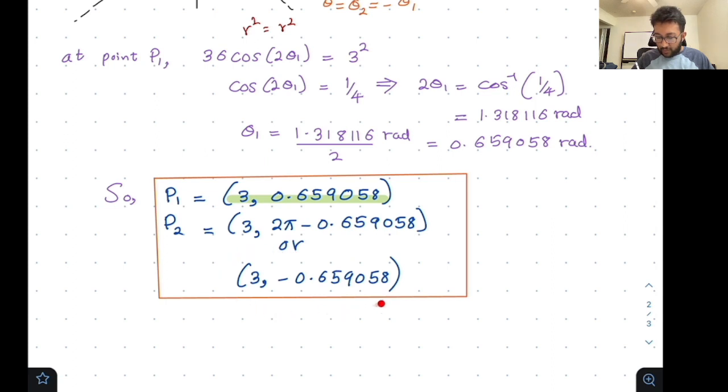So after you find the angle value of point P1, use its negative value as the angle of point P2, right? So check with this answer also. I don't know what is the best option for WebWork, right? I hope WebWork might accept this answer, right?